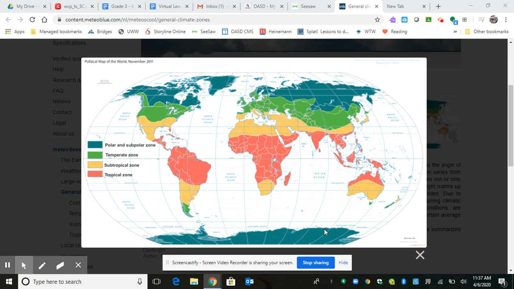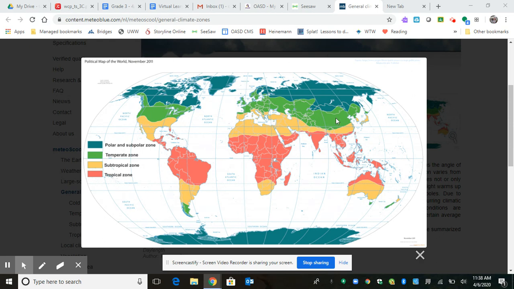Hello, third graders. Just a review from last week, we talked about how weather patterns over time become part of the climate of an area. So this map is showing the 4 climate zones of our world. We notice that there is the polar or subpolar zones, which are closer to the poles, meaning that this area is farther away from the sun, not as much direct sunlight hits this area.